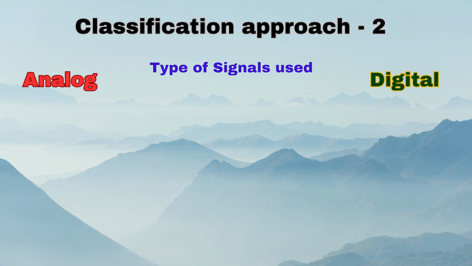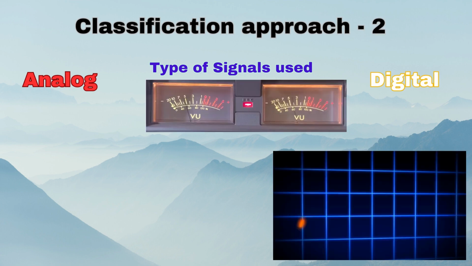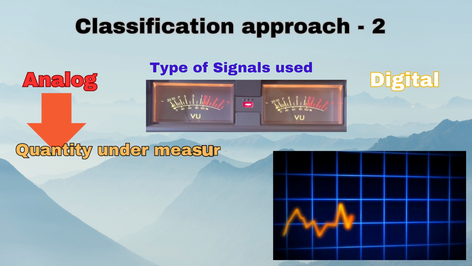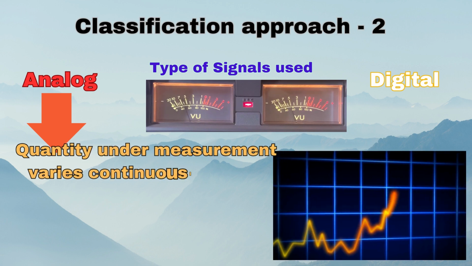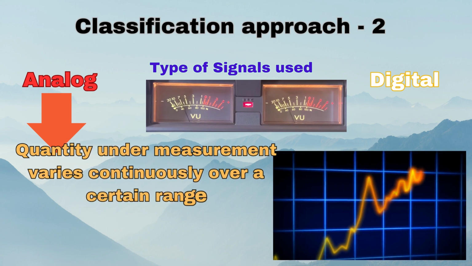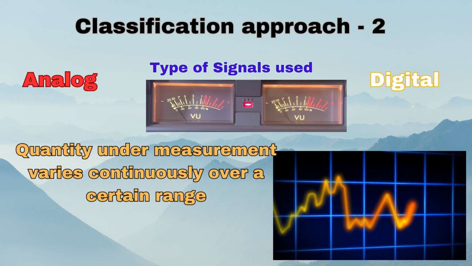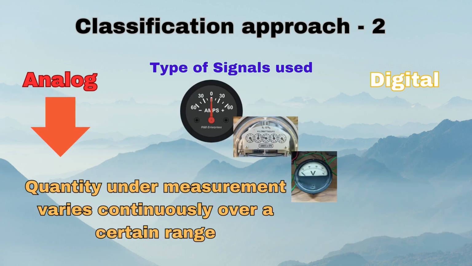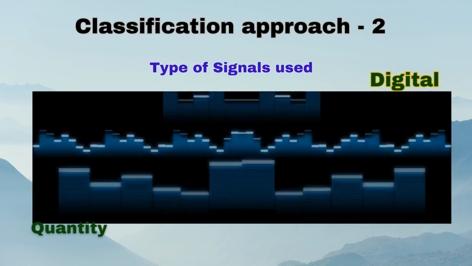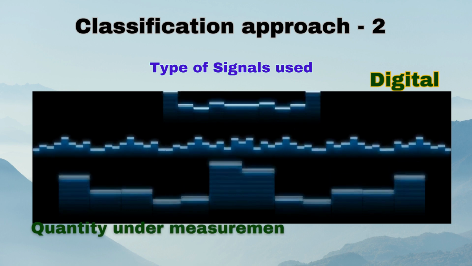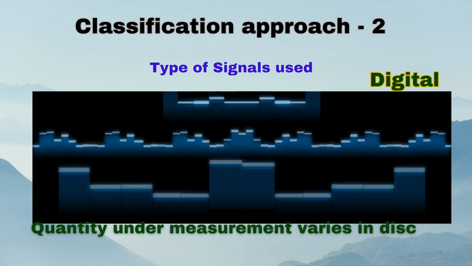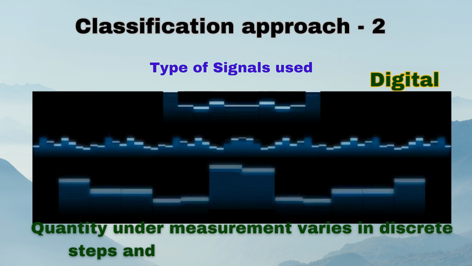The instrument can also be classified as analog or digital. The former measures quantity as a continuous variable taking up any value over a certain range. The latter takes up measurement in discrete steps of time and the value is quantized in discrete levels.